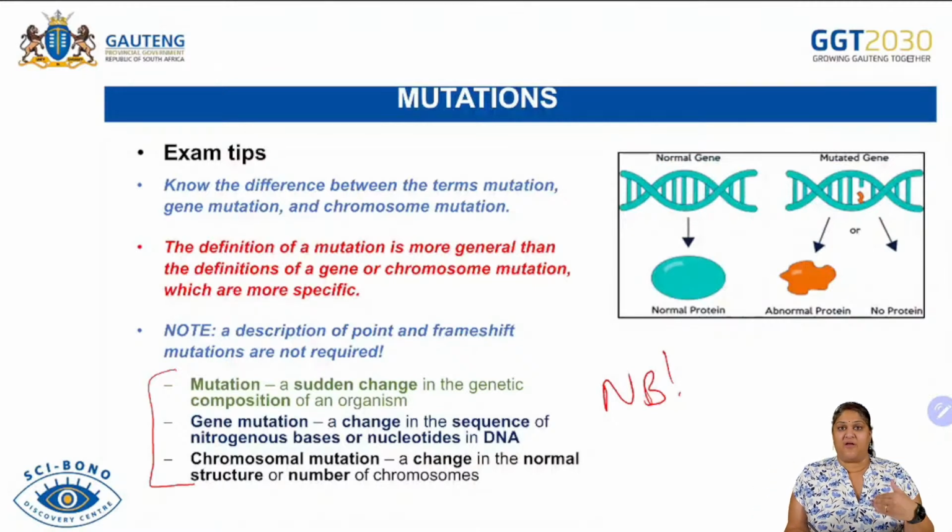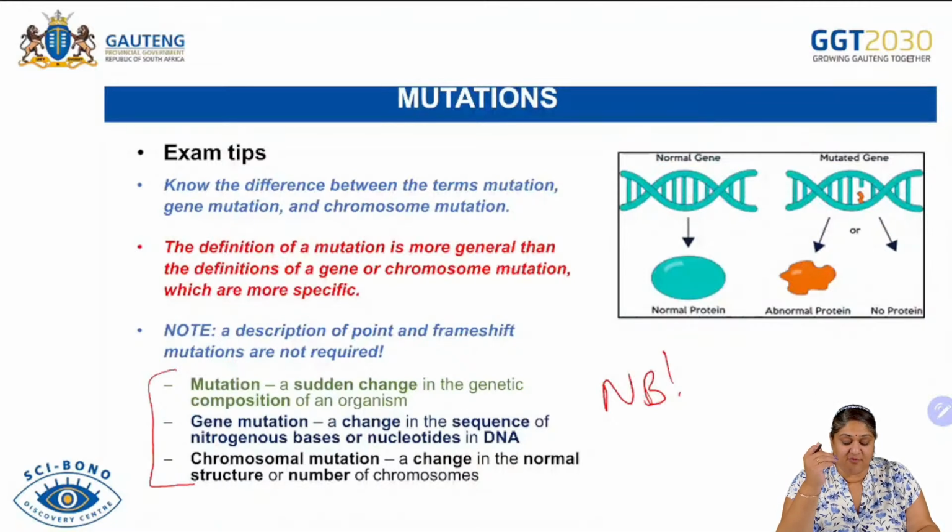Okay. Now the exam tips. Know the difference between the terms mutation, gene mutation, and chromosome mutation. Okay, you have to, because they're going to be specific when they ask you a question. They're going to ask you, define a mutation, define a gene mutation, or define a chromosomal mutation. Or they can give you a scenario about the mutation and they can ask you, what type of mutation is this? Then you must be able to answer that it's a gene mutation or a chromosomal mutation.